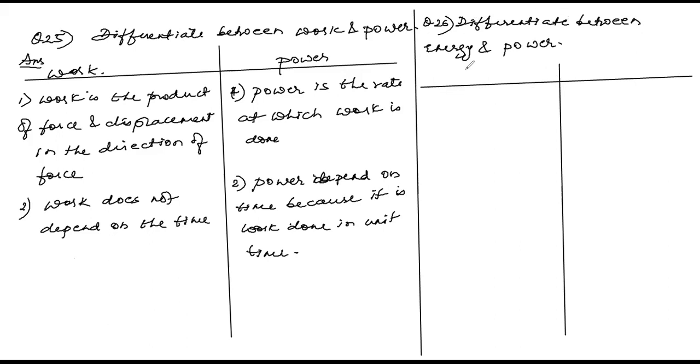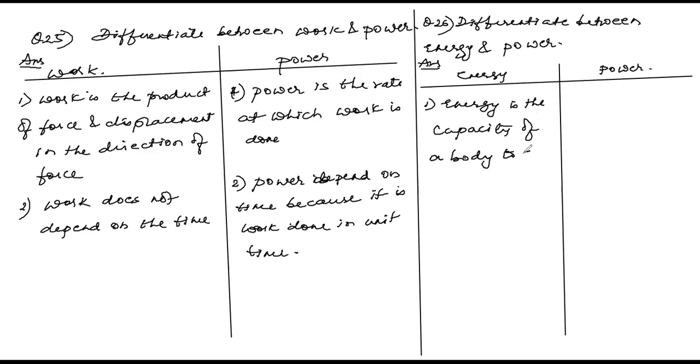Like here, differentiate between energy and power, okay? So here the answer, energy as well as power, is just like work and power. Energy of a body, see, energy is the capacity of a body to do work. Got it? Energy is the capacity of a body to do work. That is energy of the body, okay?